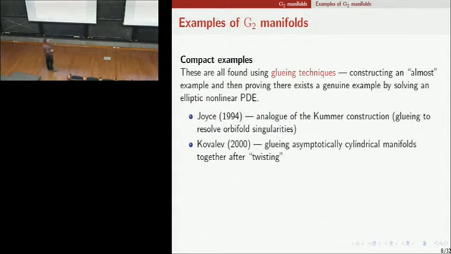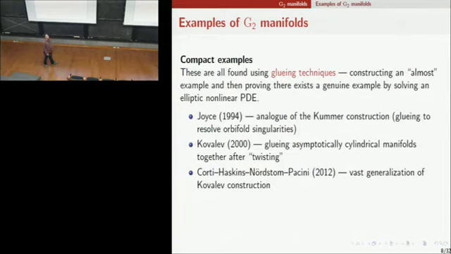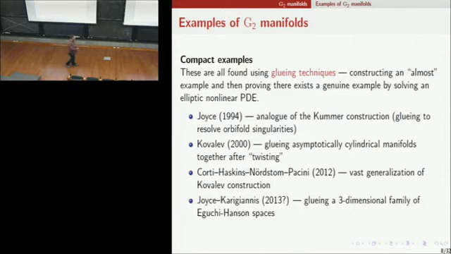Kovalev glued asymptotically cylindrical manifolds together after some kind of complicated twist, which Mark explained. And just this summer, Mark and Johannes and Tommaso, who's also here, and Alessio gave a vast generalization of this construction where they produced orders of magnitude more examples. And I have this thing with Joyce, which has been in the works, well, it's been done, but it hasn't been written up for several years now, which is the third paper I want to talk about if I have time.